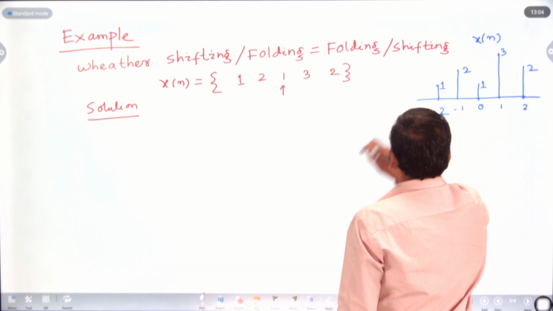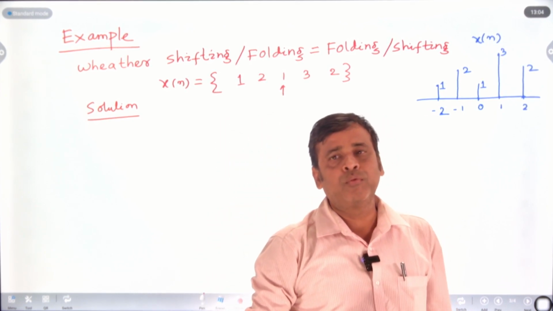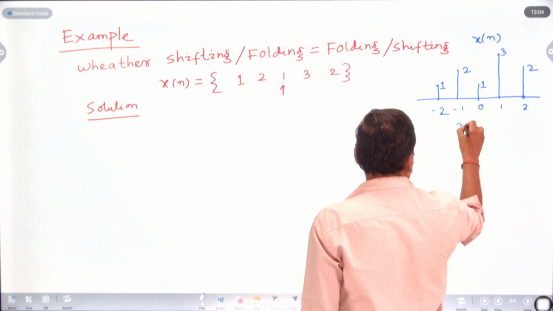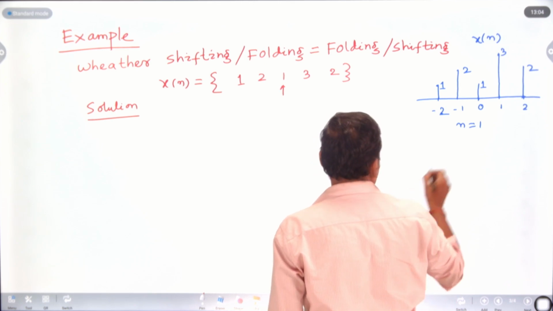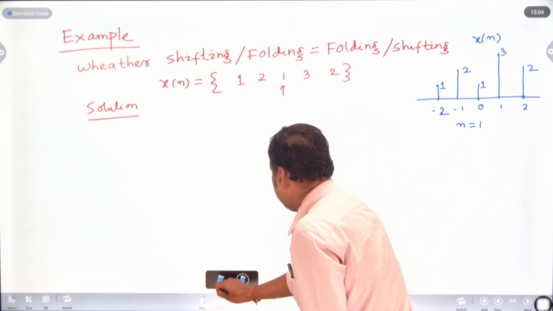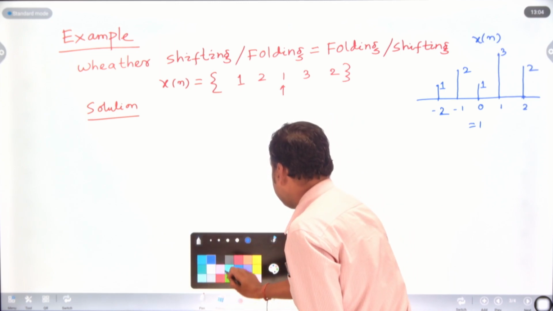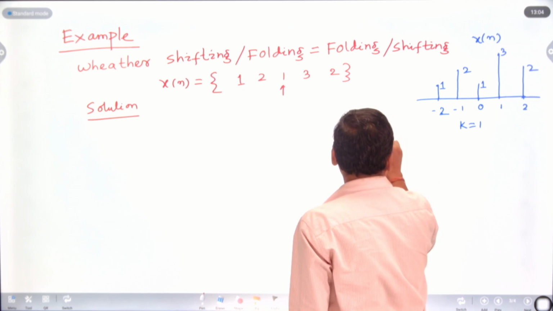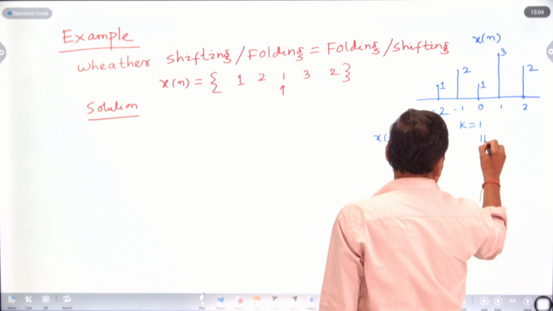Then what we will do? First shifting. Suppose n equal to 1, suppose k equal to 1. If k equal to 1 means what? x of n minus 1, which means delay. If it is delay means what?